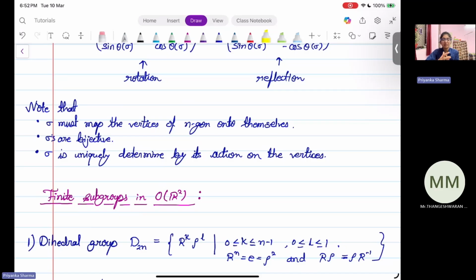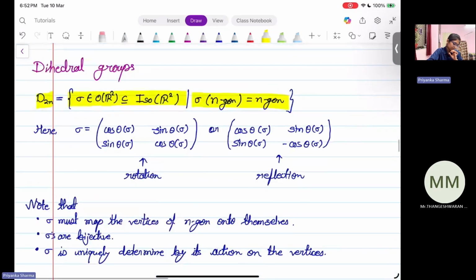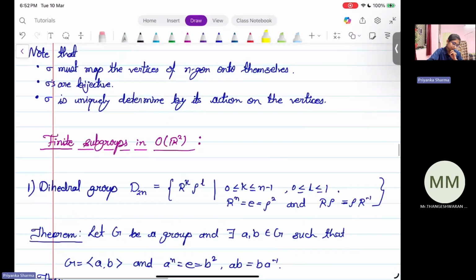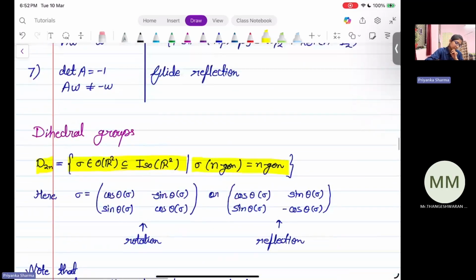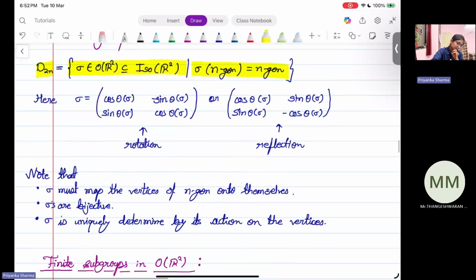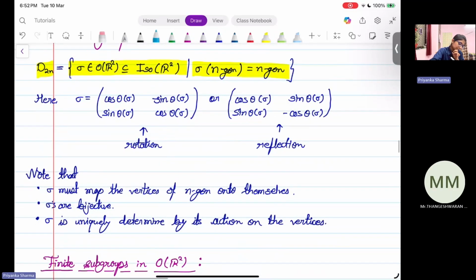So if we find the action of sigma on the vertices, then we can find the form of sigma. For example, if we have D8, then what does it mean? It means the symmetries of a square in R².